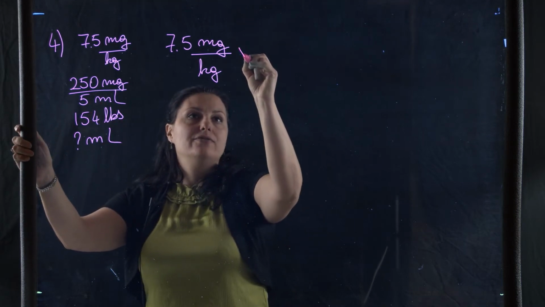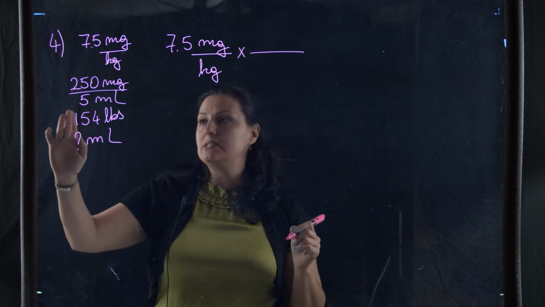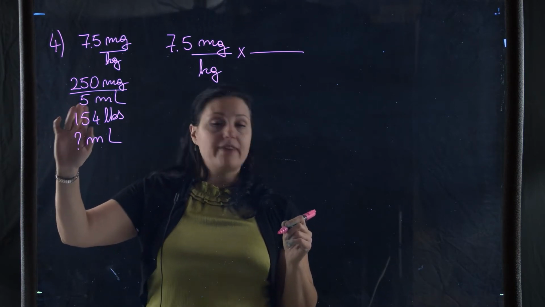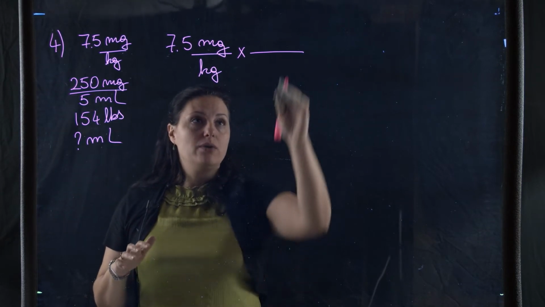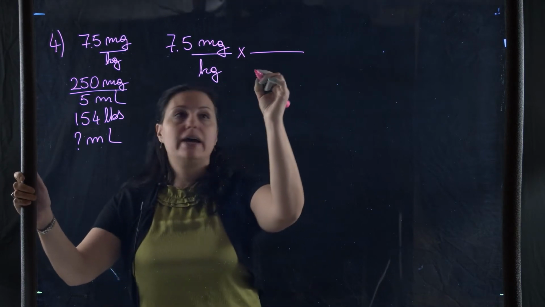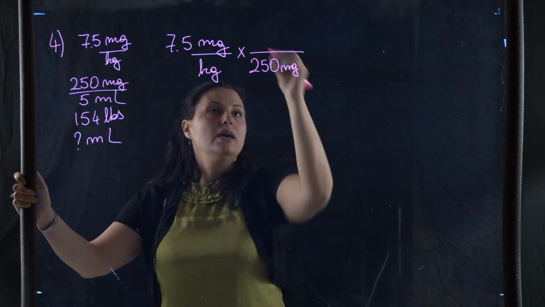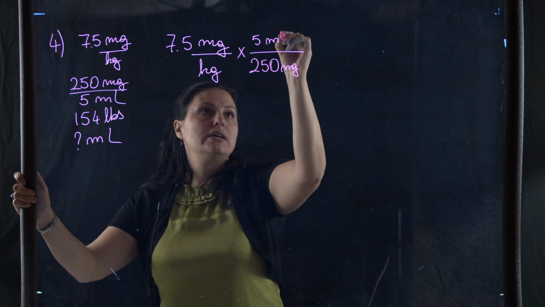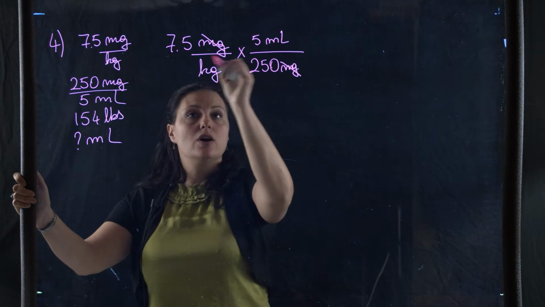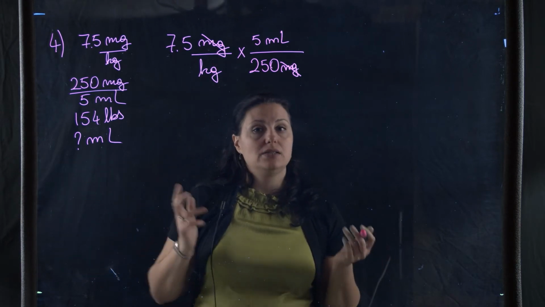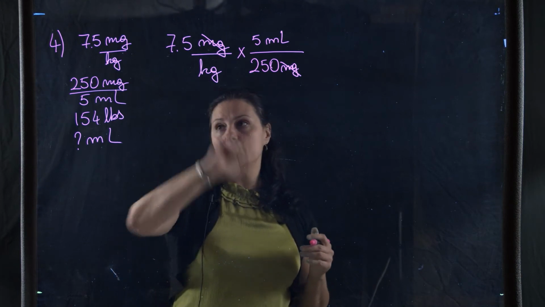So I have to write this in such a way so I know that 250 milligrams is equal to 5 milliliters, or 5 milliliters to 250 milligrams. I want my milligrams to cancel, and I want milliliters on top, so I need to write this as 250 milligrams at the bottom and 5 milliliters at the top. My milligrams will cancel, which leaves me with milliliters over kilograms. However, I'm just asked to figure out milliliters instead of milliliters per kilogram. So I need to get rid of this kilogram.